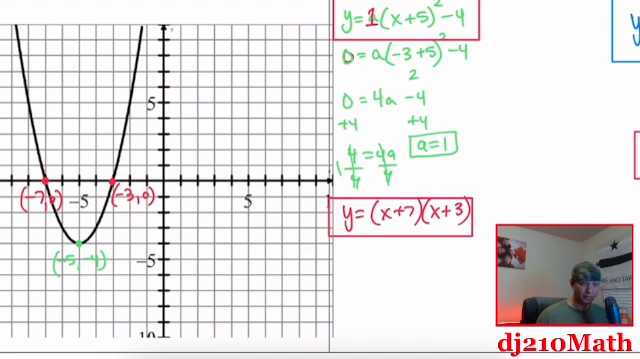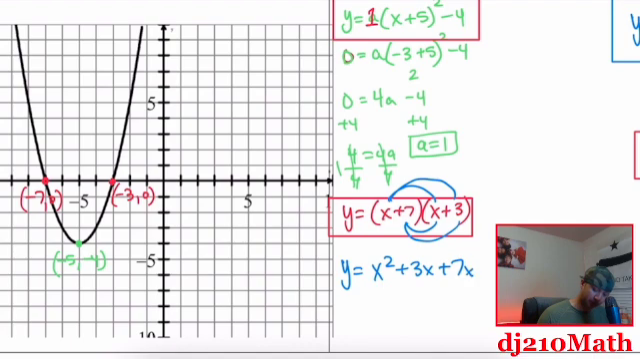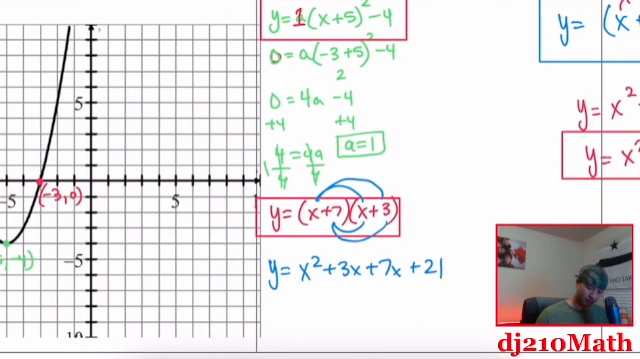And then the standard form, we distribute all this out. So y is equal to x squared plus 3x plus 7x plus 21. Combining the like terms, y is equal to x squared plus 10x plus 21.